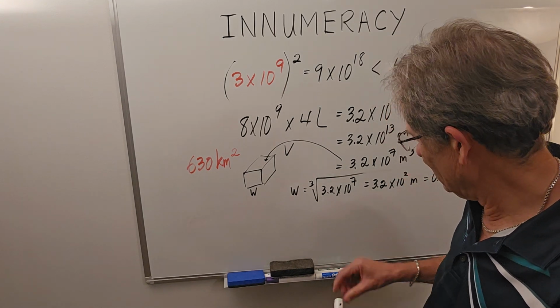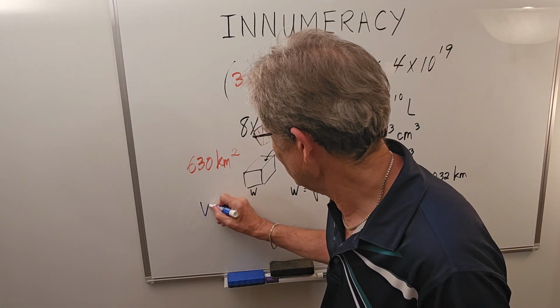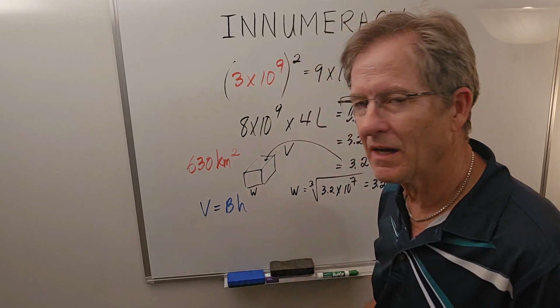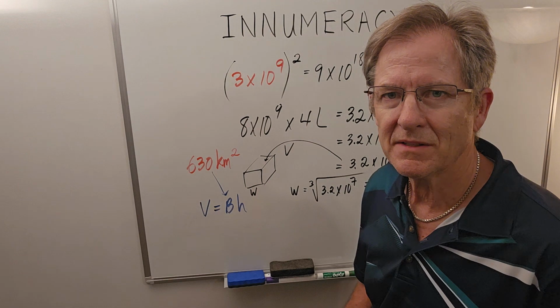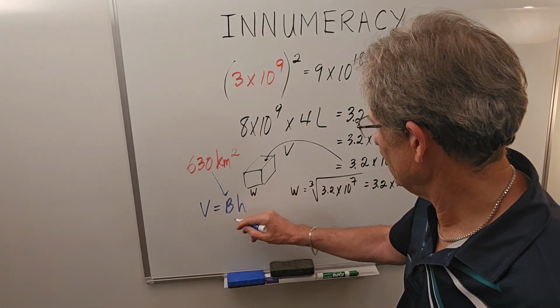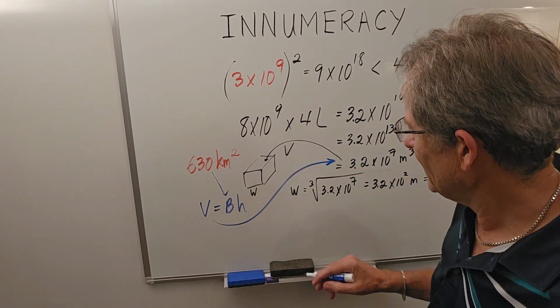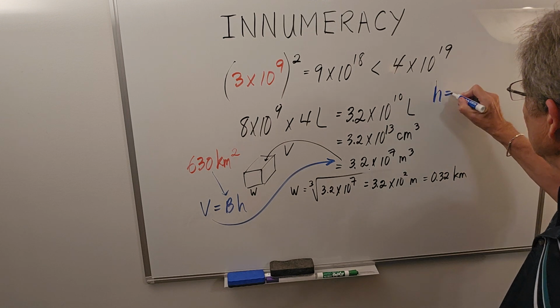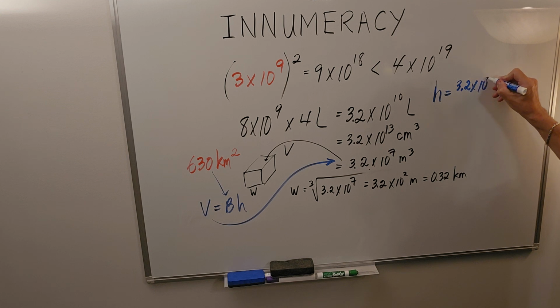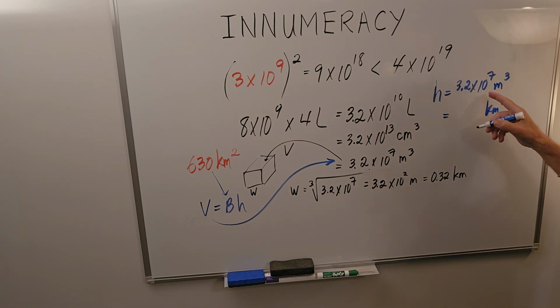Well, the volume of a rectangular box is the area of the base times the height. So if this becomes the area of the base, the area of the city of Toronto, and if this is the volume right there, then if I divide this volume by that area, I can get the height. So the height would be 3.2 times 10 to the 7 meters cubed, which, if I change it to kilometers cubed, there's 1 billion cubic meters in a cubic kilometer, because a kilometer is 1,000 meters. So that'd be 3.2 times 10 to the negative 2 cubic kilometers.